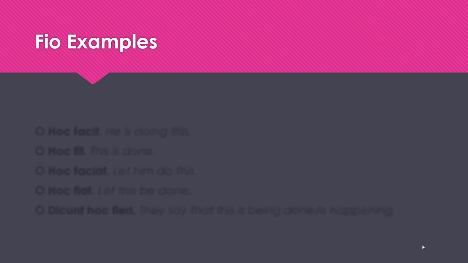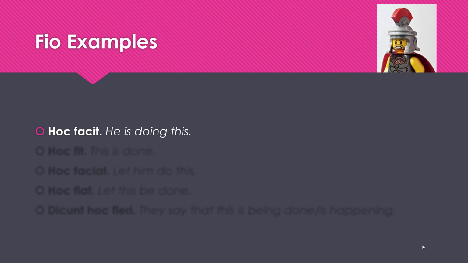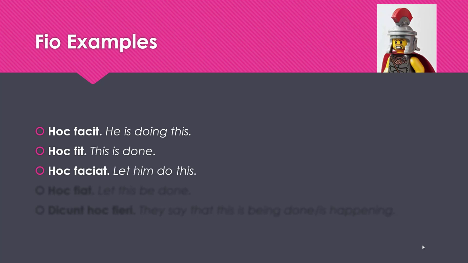And then just here are some examples. Hoc facit. That would be, he is doing this, right? You can still say hoc, but if it was hoc fit, you wouldn't say he is being done. It's just this is done. It ends up being nominative. Hoc faciat, let him do this. Whereas hoc fiat says let this be done. So you get that idea of it's passive, whereas facio generally is active. Let him do this. Let it be done.